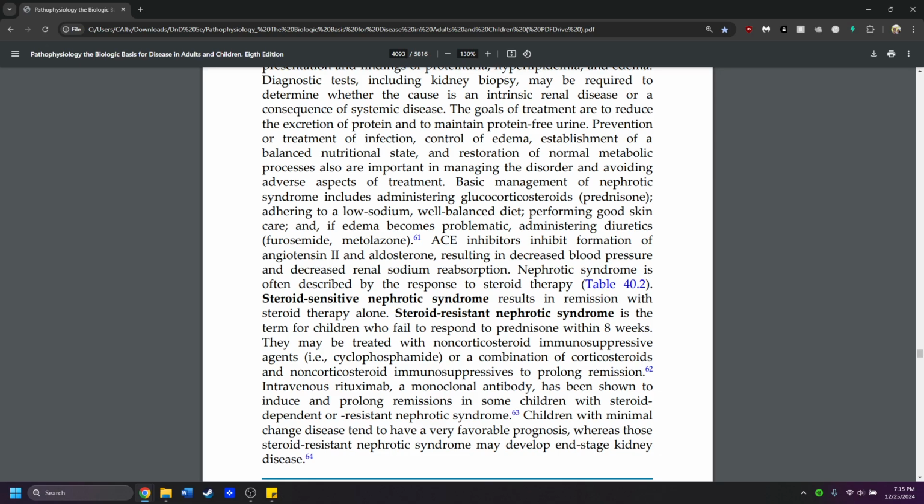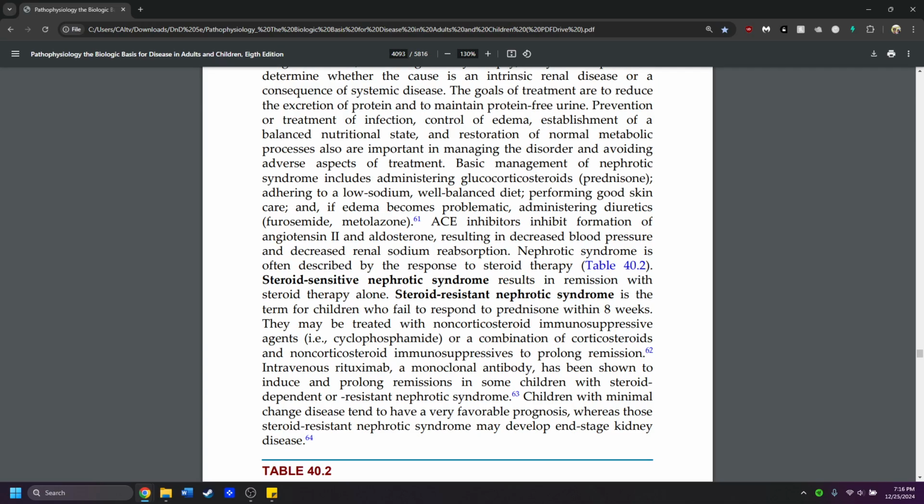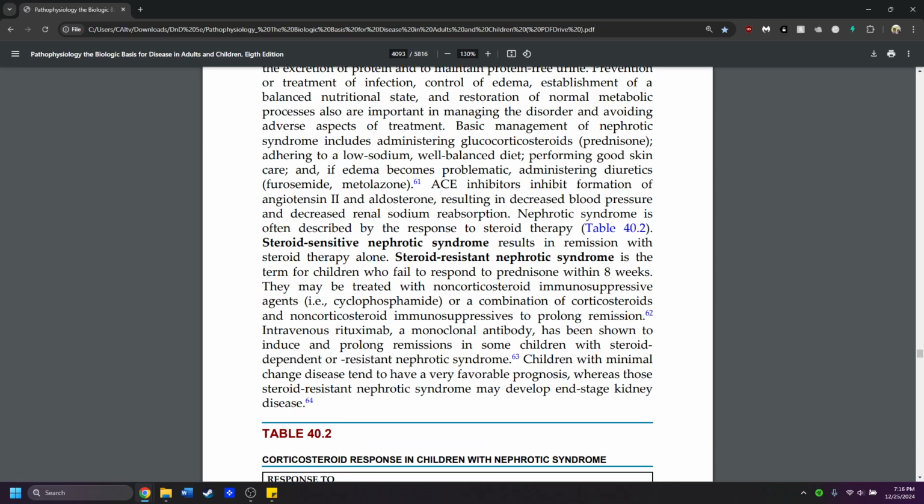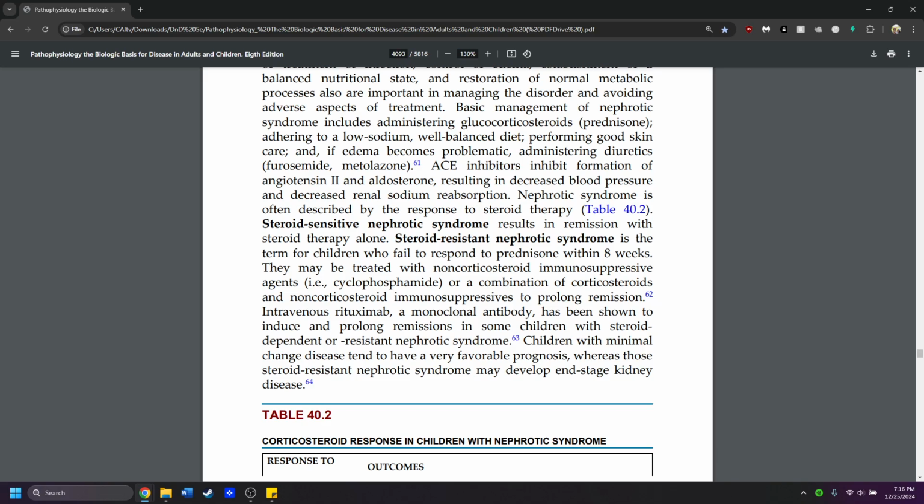ACE inhibitors inhibit formation of angiotensin II and aldosterone, resulting in decreased blood pressure and decreased renal sodium reabsorption. Nephrotic syndrome is often described by the response to steroid therapy. Steroid-sensitive nephrotic syndrome results in remission with steroid therapy alone. Steroid-resistant nephrotic syndrome is the term for children who fail to respond to prednisone within 8 weeks.